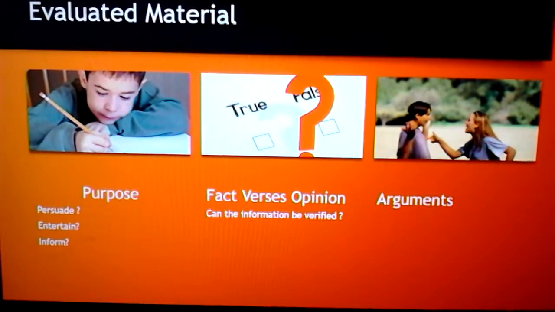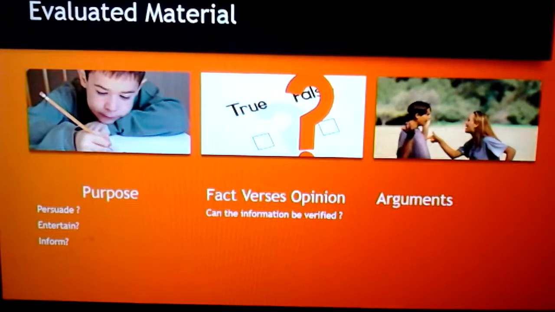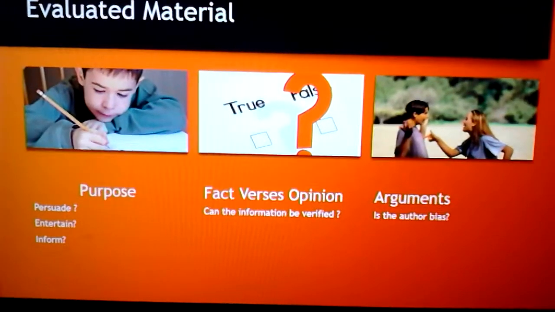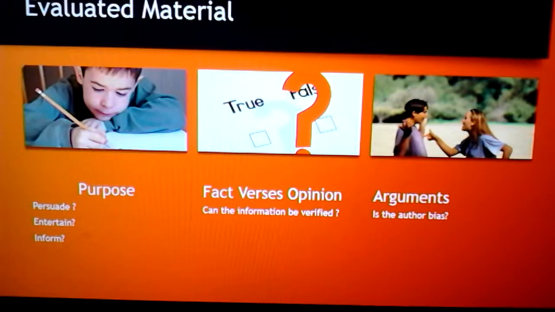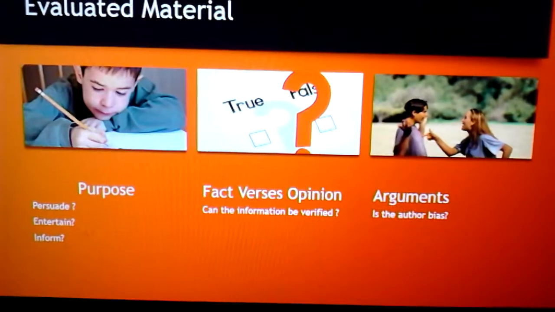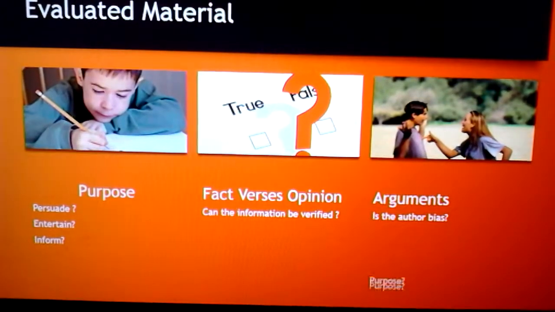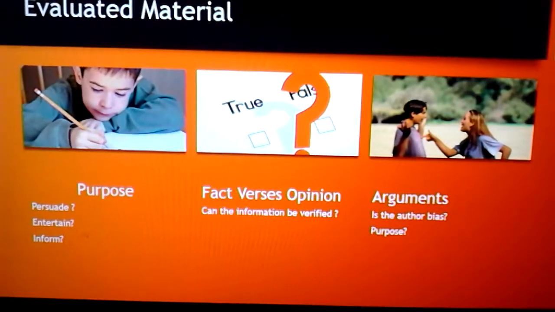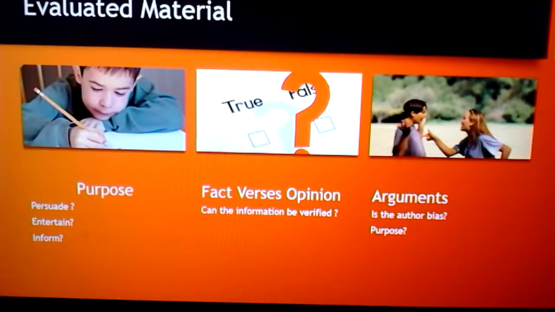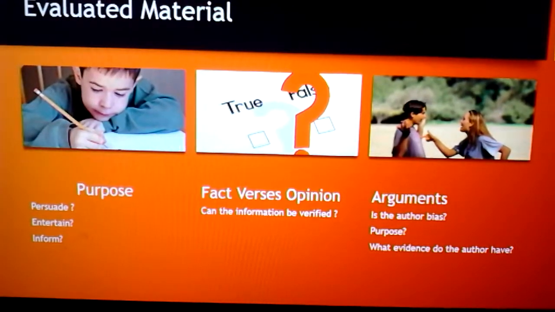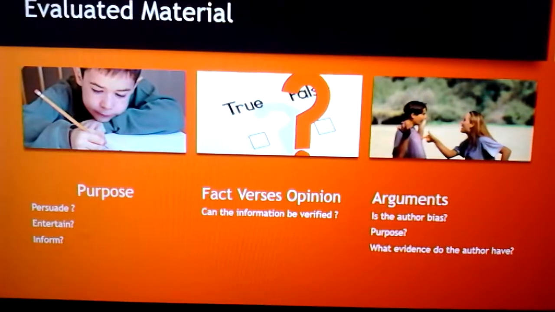And the next one is arguments. No, we're not speaking of arguments between a boyfriend and girlfriend. We're speaking about arguments in persuasive articles. So it's the author's bias. Bias means, are they leaning one way? Do they have a hidden agenda? What is the author's purpose for writing the article? Why is he writing it? What evidence does the author have?